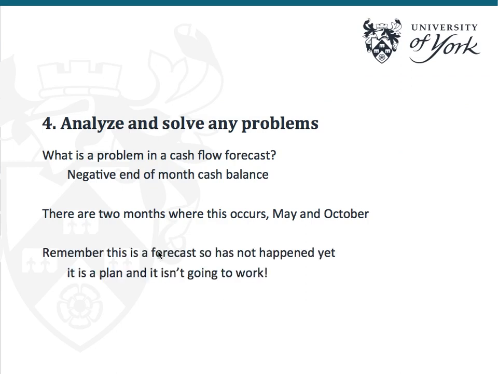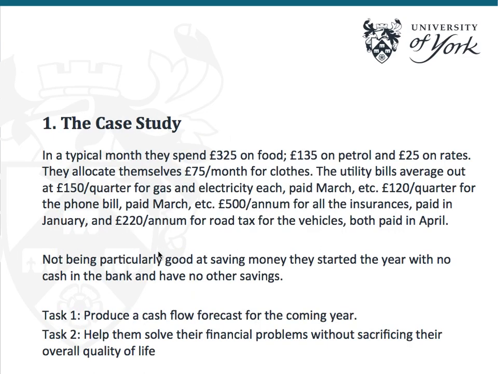Well, remember, it's a forecast, so it hasn't happened yet. You don't want it to happen, really, because you're going bankrupt, and that's not good planning. If you plan to go bankrupt, well, you deserve everything you get. Okay. So, what can be done? Let's take a little look at the case study again. Task 2 is to help them solve their financial problems without sacrificing their overall quality of life. That's a key point. The overall quality of life shouldn't be sacrificed.